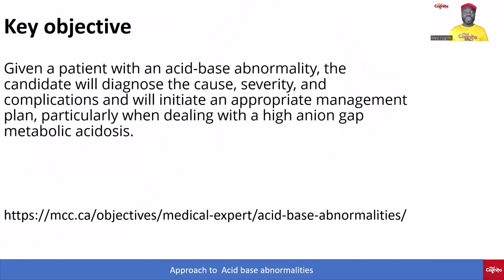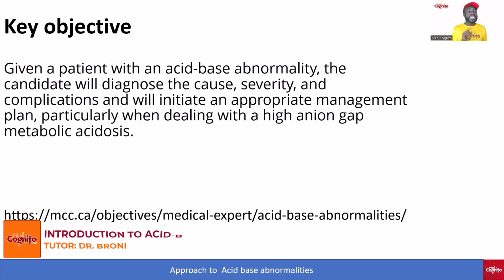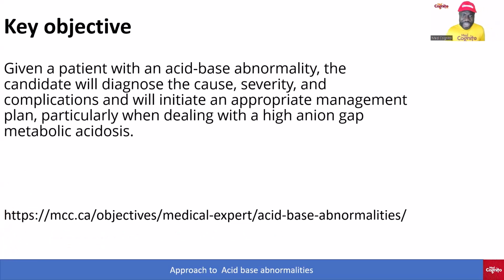But today, we're going to jump into the key objective, because the key objective is what will help us to be able to appreciate those objectives which are up there. Now, given a candidate with acid-base abnormality, the candidate will diagnose the cause, the severity, and the complications, and will initiate an appropriate management plan, particularly when dealing with a high anion gap metabolic acidosis. That is one thing I want you to write down. I'm going to revise high anion gap metabolic acidosis. Please write that down right now before we move on. High anion gap metabolic acidosis.